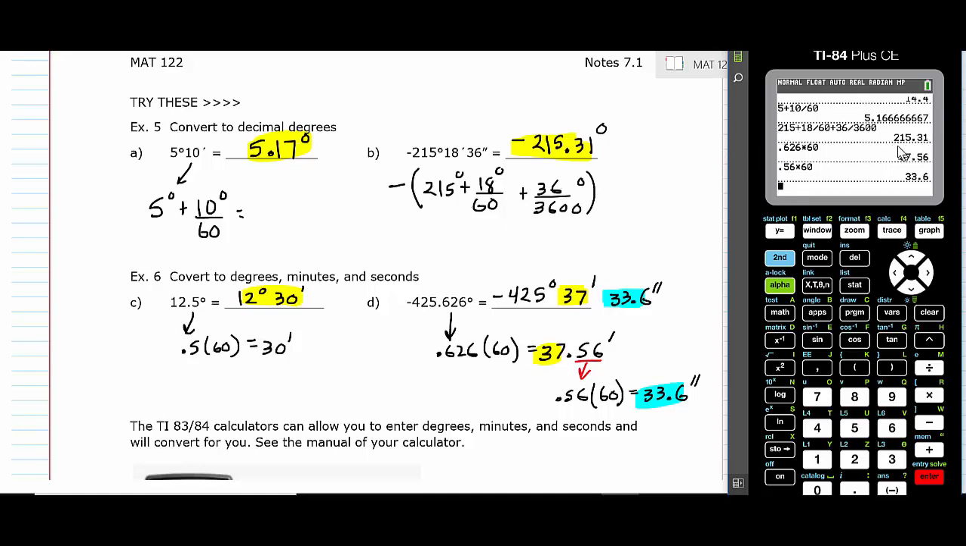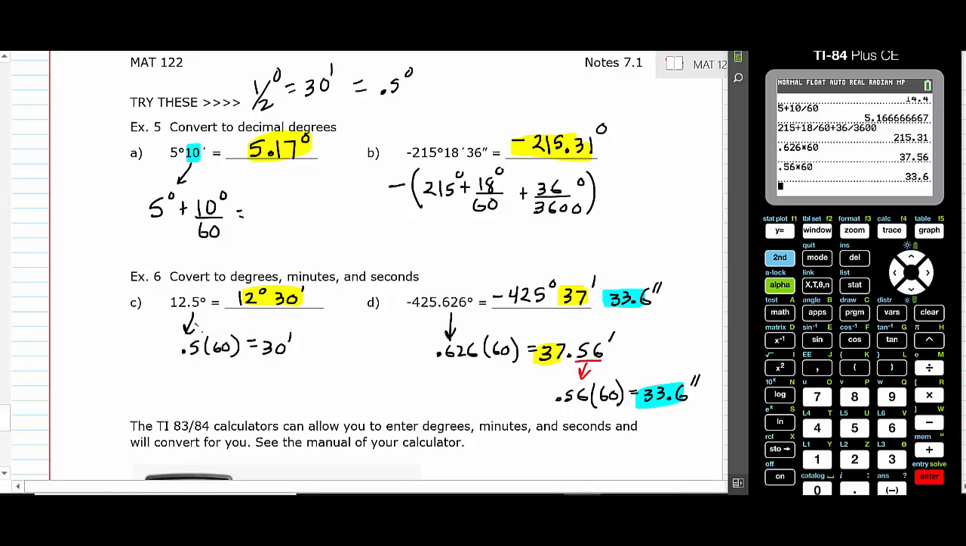So I put that in and got 215.31. Okay, a couple of things I want you to notice on this for estimation. That's 10, remember, half a degree is 30 minutes, which would be 0.5 degree. So if that's 10, that's less than half, that's less than 30, so that decimal part's going to be less than 0.5. Always think about that and use that to help you with estimation.